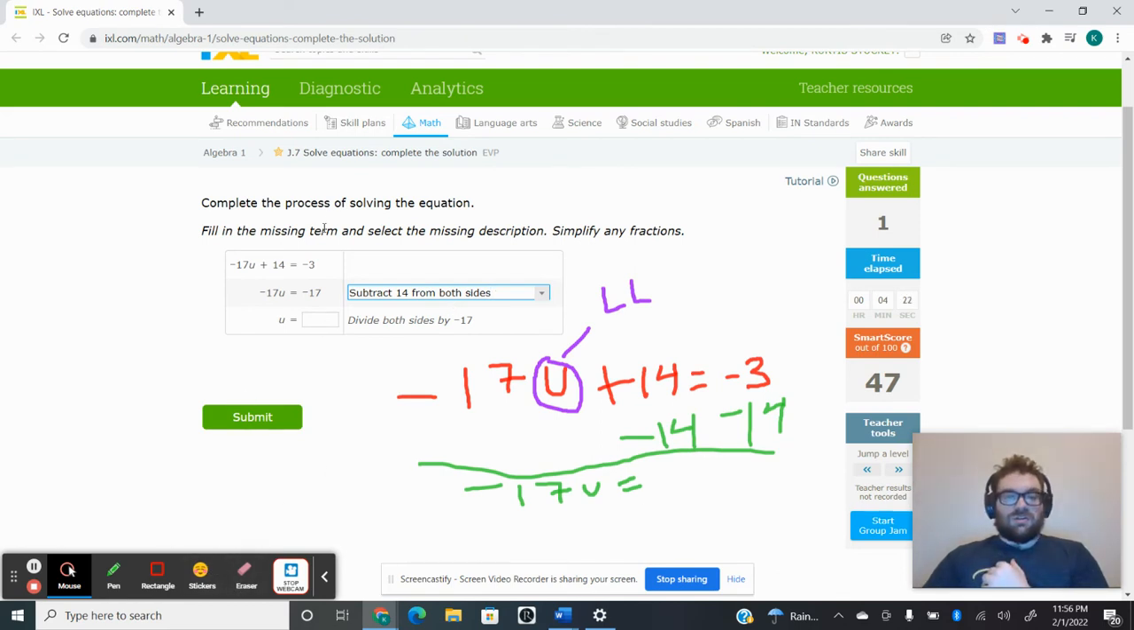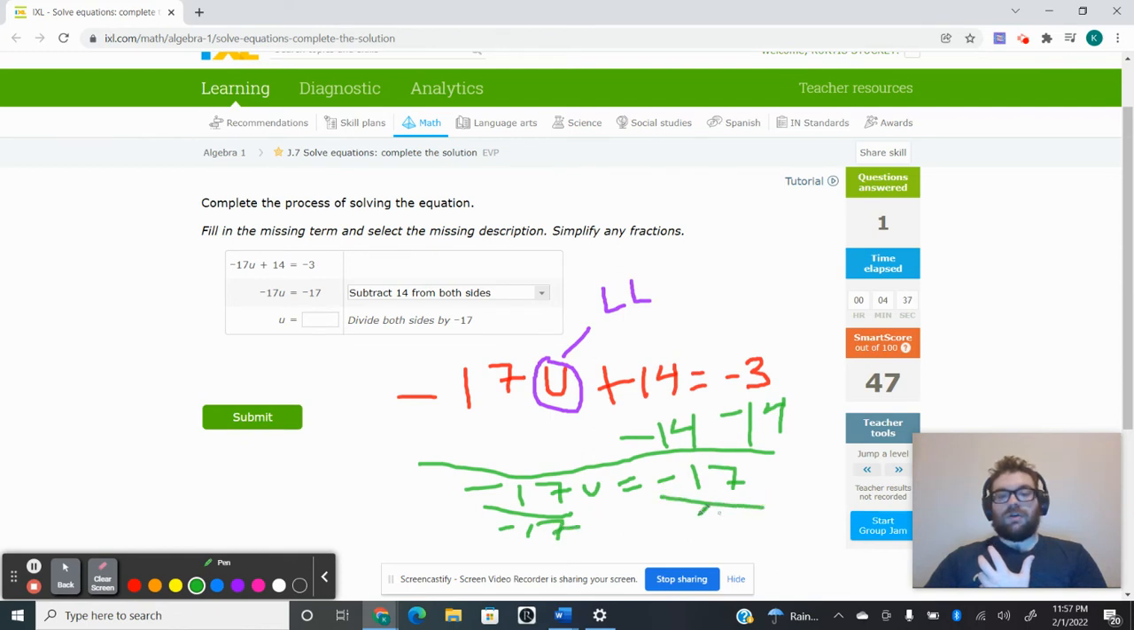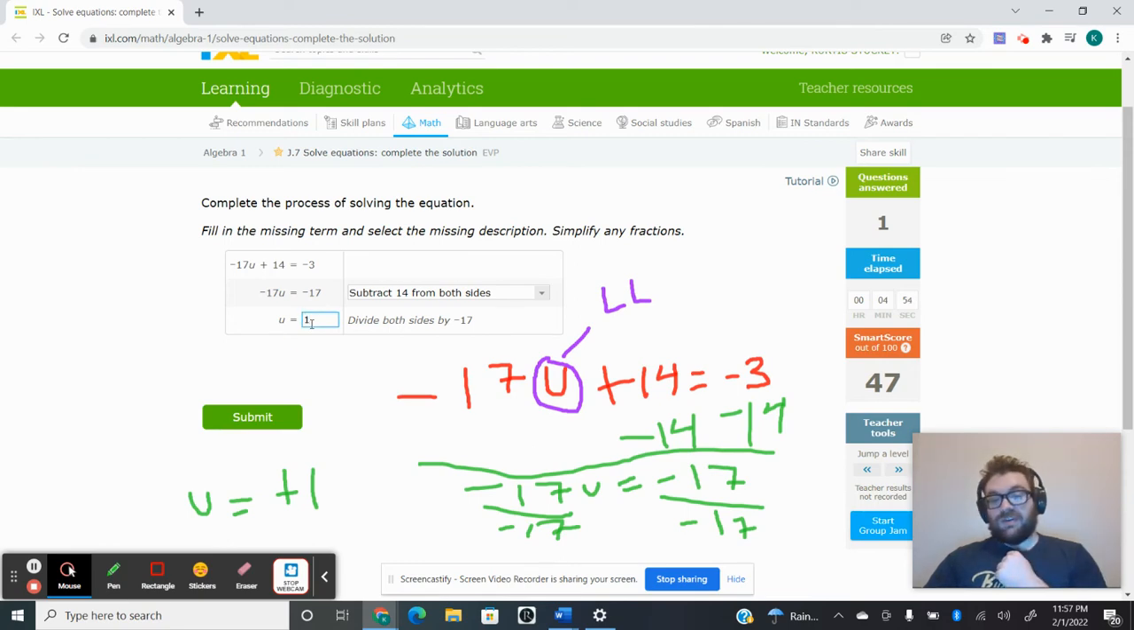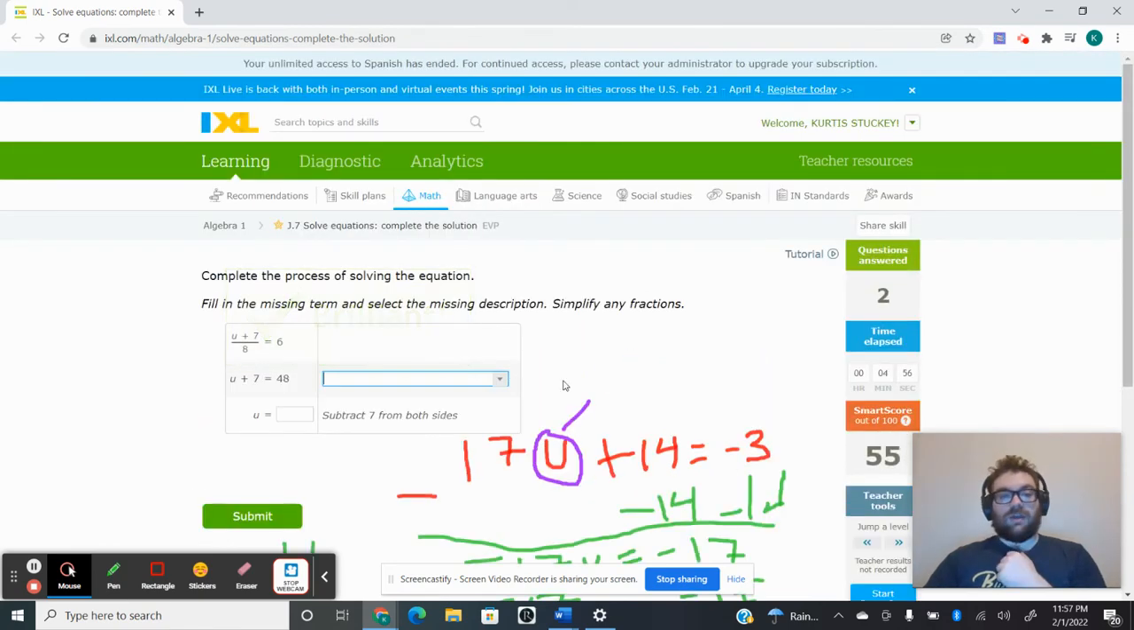Then it's just like the first problem we did. We're going to divide both sides by 17. So let me finish our work. What's a negative 17 divided by negative 17? I apologize for my writing not being the straightest. It's a little hard to do this with a mouse. We end up getting u equals, what's a negative divided by a negative? A positive. 17 divided by 17 is 1. So make sure you're paying attention to those signs. So we put our 1 in. Look at that. We're so good.